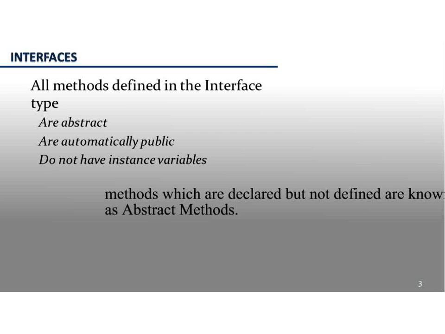Now next is, they do not have instance variables. So you have to remember these 3 points, that if the methods are there inside an interface type, they are abstract, they are automatically public, and they do not have instance variables. What do you mean by instance variables?